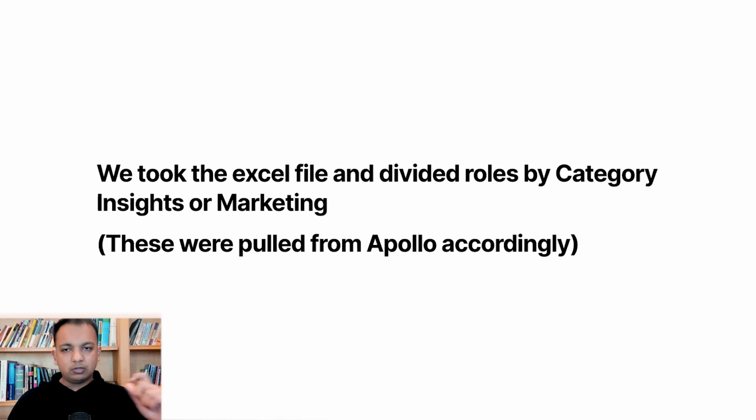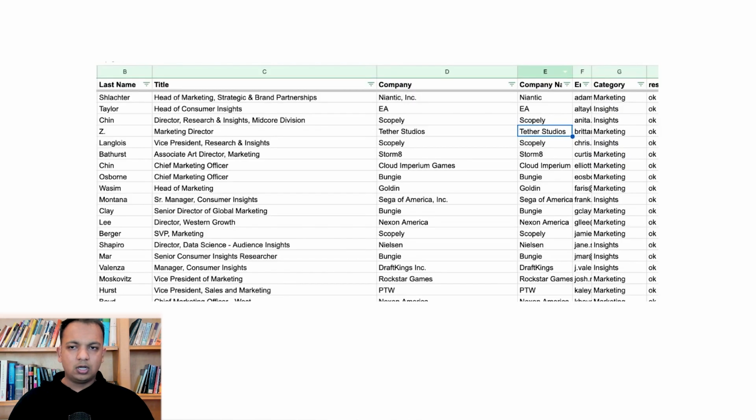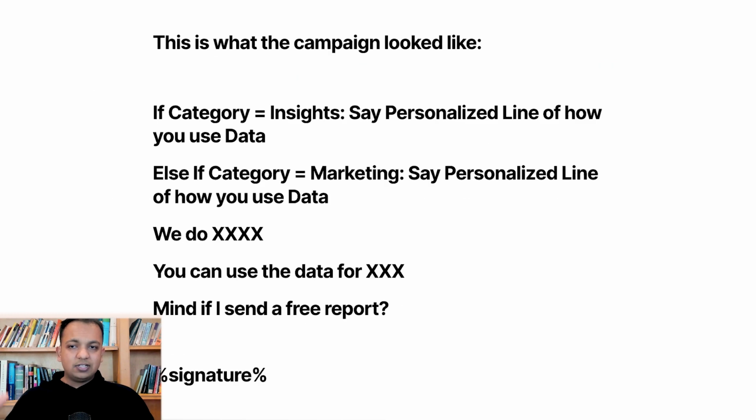What we did was we took the Excel file and divided the roles by category. So these were pulled from Apollo accordingly, and all the information was available on Apollo. So the category was insights or marketing. In this screenshot, you can see in column G, we have insights or marketing for everyone. After that, we used liquid syntax. So liquid syntax is if and else, and I'll be creating a masterclass on liquid syntax soon.